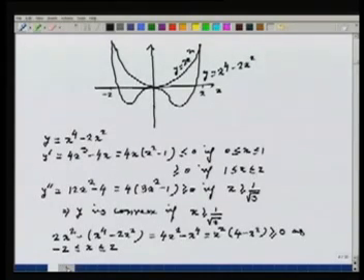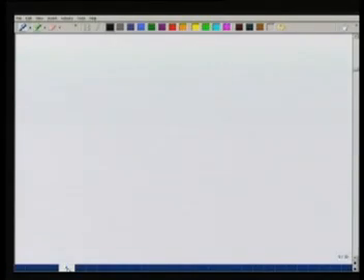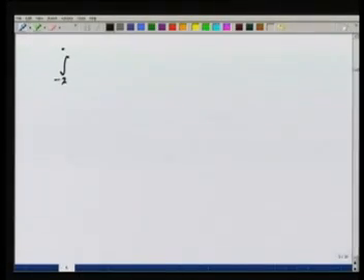And now if I want to calculate the area between these two curves, which is this area, this is the area we are trying to find out. Which is easy by our previous formula. This is the integral from minus 2 to 2 of 2x square minus x to the power 4 minus 2x square dx.